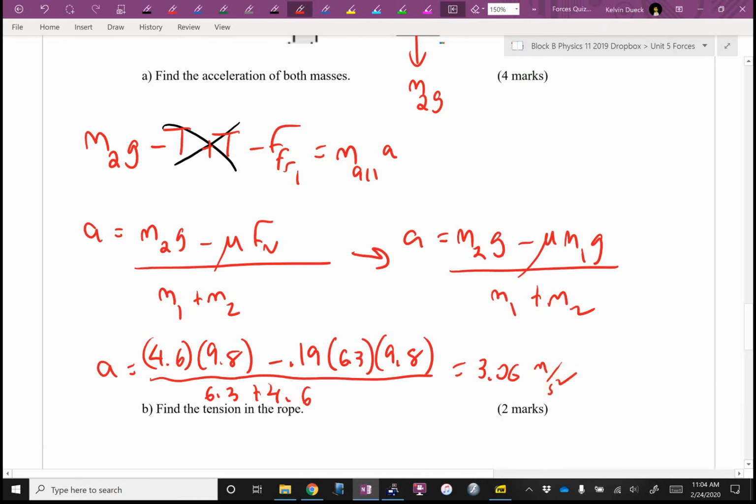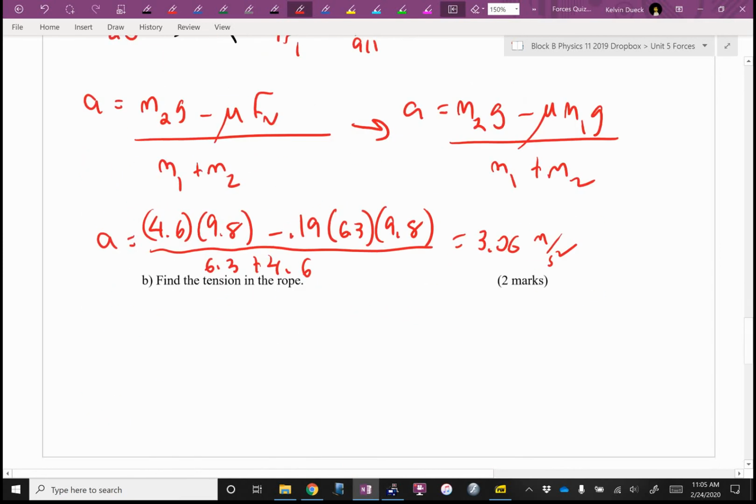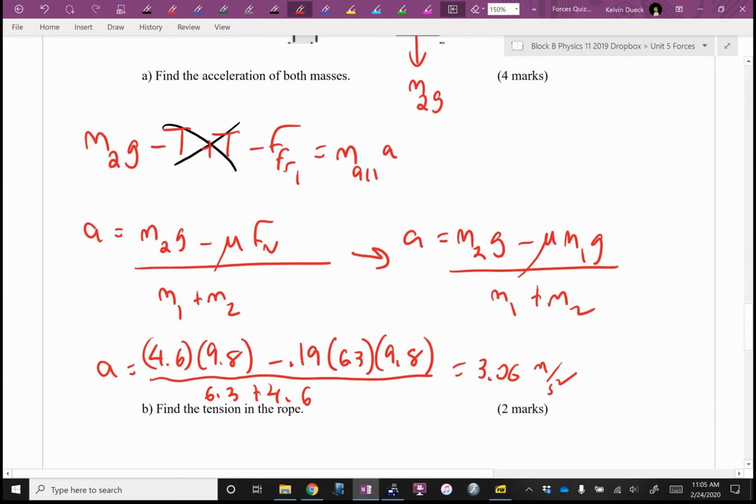Which mass would you use to find tension? I'd probably go with the 4.6. It's cleaner. So I'd probably say, oh, part marks, by the way, 1 mark, half mark for the numbers, half mark for the answer. Again, I'm much more concerned: can you set it up?